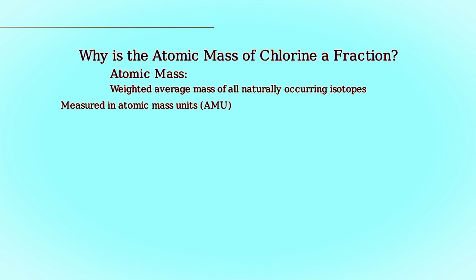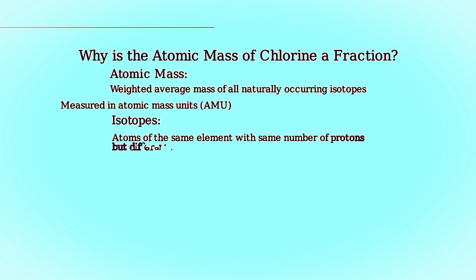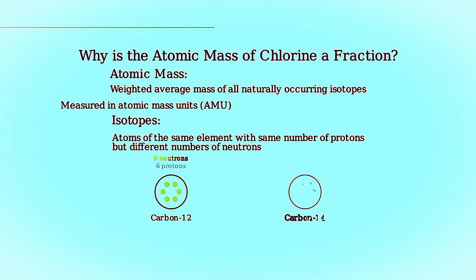But what are isotopes? Isotopes are atoms of the same element that have the same number of protons but different numbers of neutrons. For example, carbon-12 and carbon-14 are both isotopes of carbon. Carbon-12 has 6 protons and 6 neutrons, while carbon-14 has 6 protons but 8 neutrons.